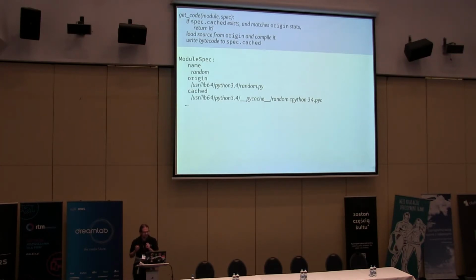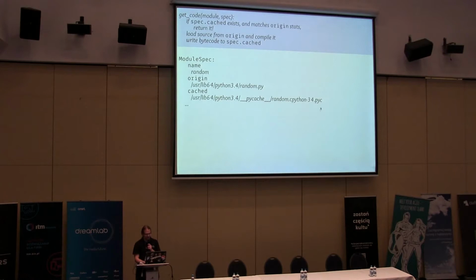This is complicated a bit by the presence of PYC files, the cached bytecode files. So what happens is, if spec.cache, this PYC file, exists, and inside the file there's a modification time and some metadata that should match the py file it's compiled from. If that matches, it means the cache is current, so it just uses the compiled bytecode and executes that.